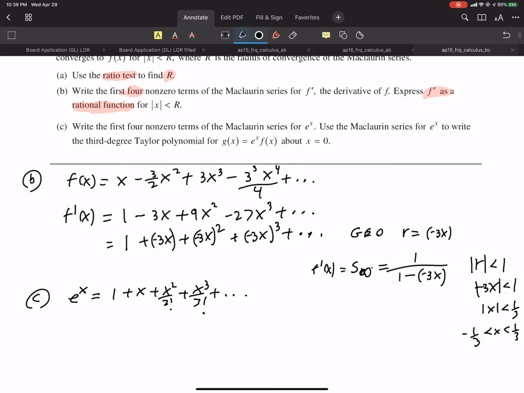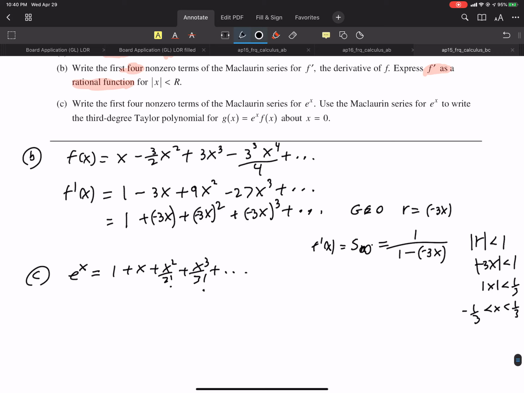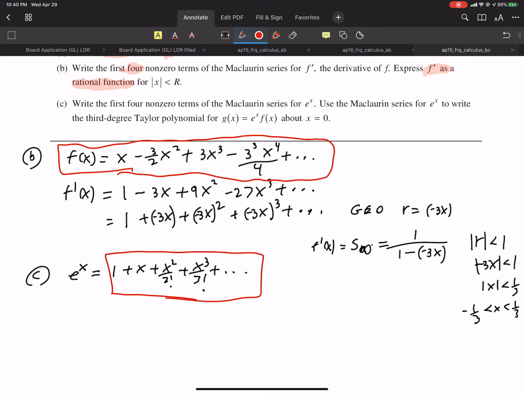Then they want the third degree Taylor polynomial for g of x. Did we find that already? Oh, so here we go. We have, let me do it in a different color, we have f of x right here. We have e to the x right here. So they want to multiply these two together. Here's what's happening. So g of x is e to the x times f of x. Well, we have to multiply these Taylor series together.